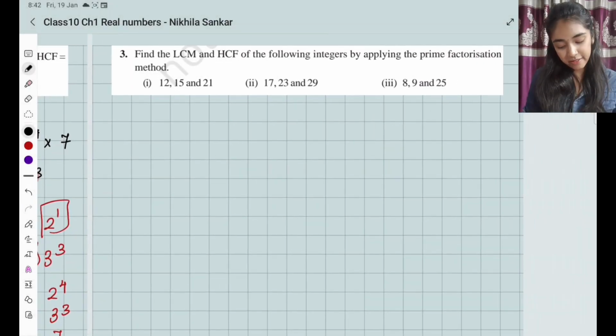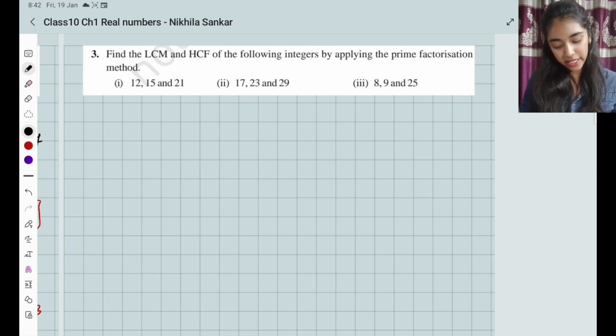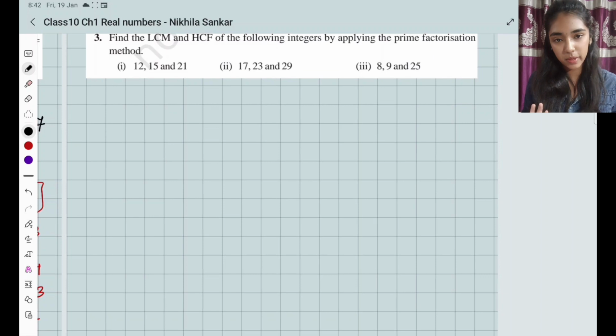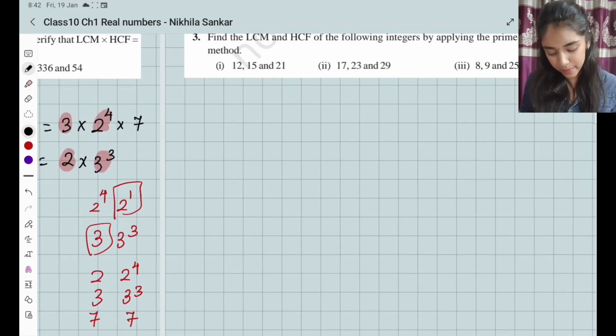Question number 3. Find the LCM and HCF of the following integers by applying the prime factorization method. Now we will look at question 3. Okay, you have similar questions in the examples also.